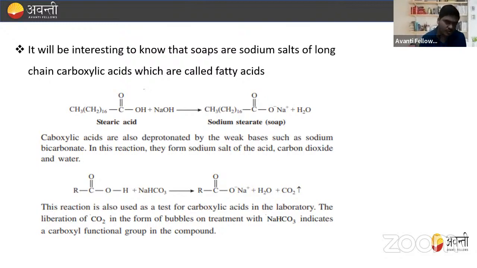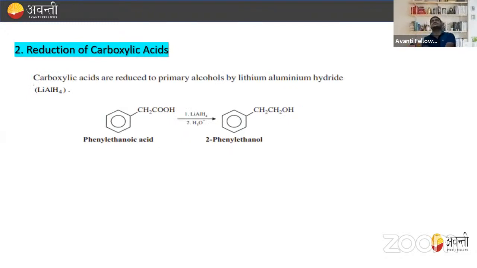So this is RCOOH and NaHCO3. They will give RCOONa plus H2O plus CO2. This reaction is also used as a test for carboxylic acids in the laboratory. The liberation of CO2 in the form of bubbles on treatment with NaHCO3 indicates a carboxylic functional group in the compound. Right. Now, let's see the next thing, that is the reduction of carboxylic acid.